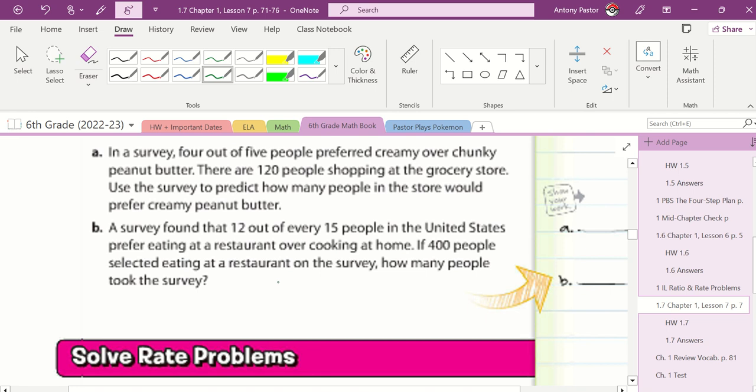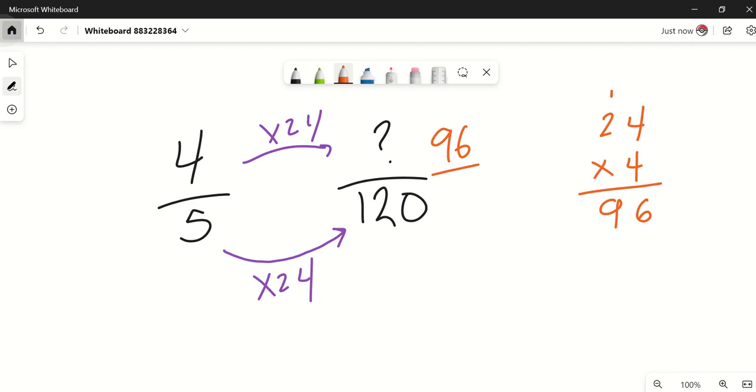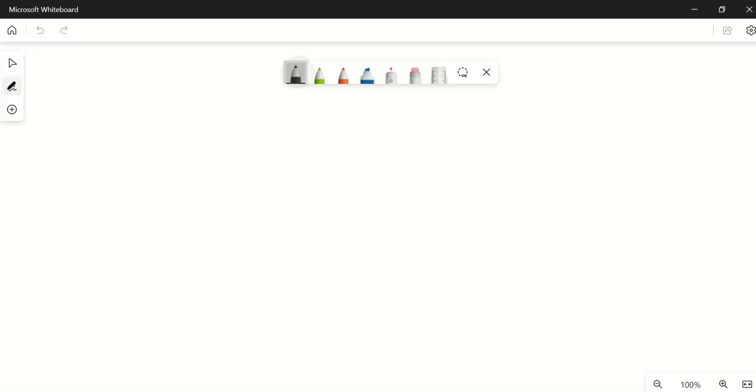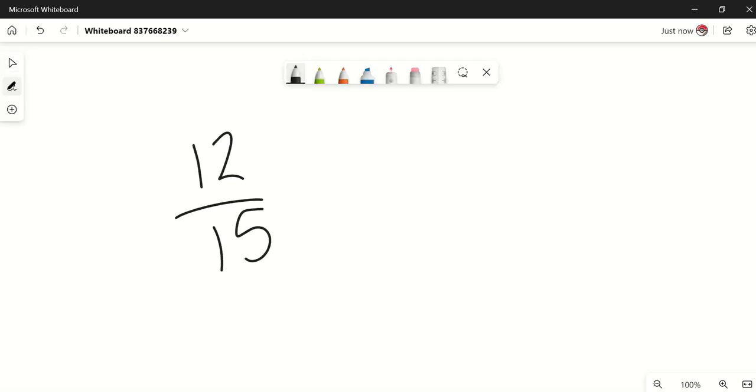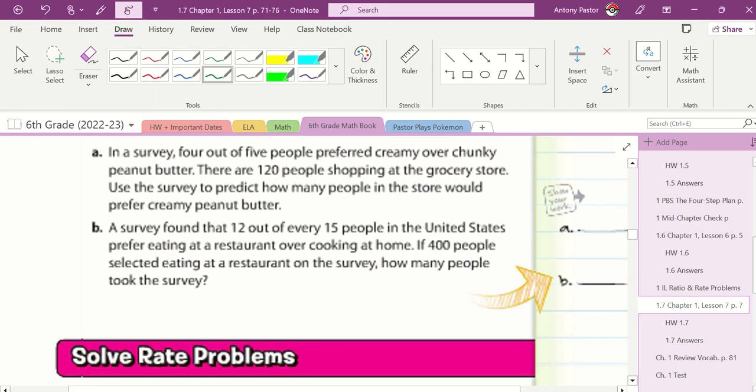A survey found that 12 out of every 15 people in the United States prefer eating at a restaurant over cooking at home. If 400 people selected eating at a restaurant on the survey, how many people took the survey? So 12 out of every 15 people in the United States, let's go ahead and do a new whiteboard. 12 out of every 15 people in the United States prefer eating at a restaurant. If 400 people said they prefer eating at a restaurant, well, how many people took the survey?